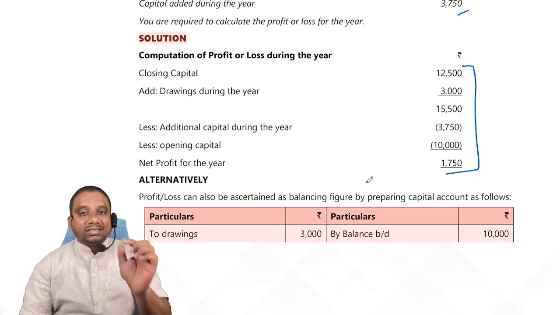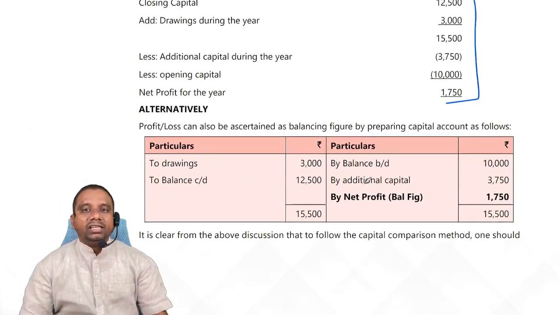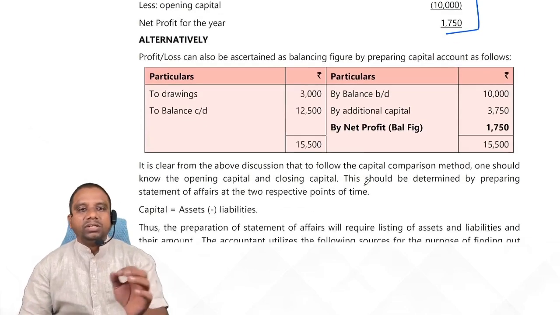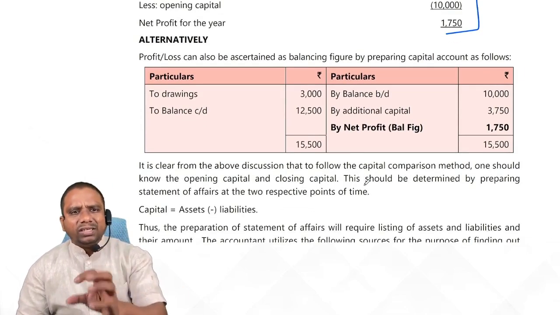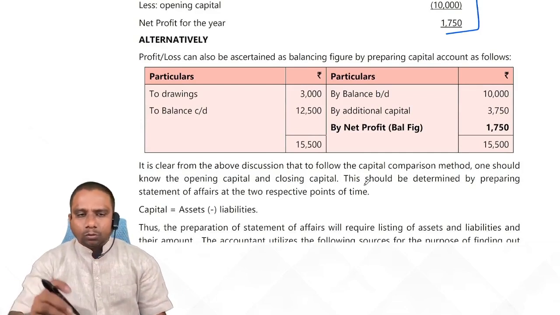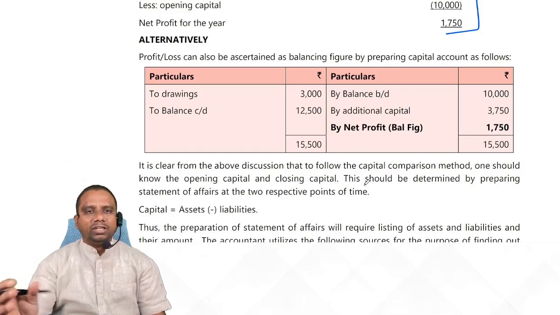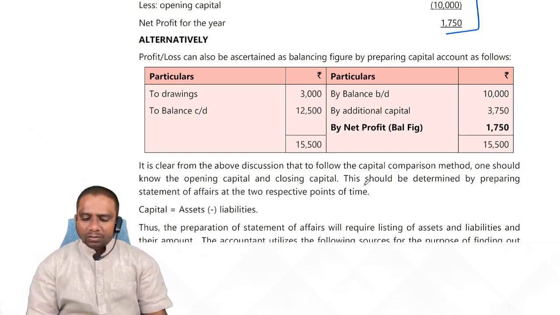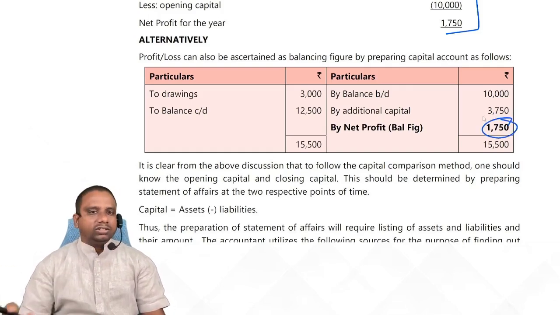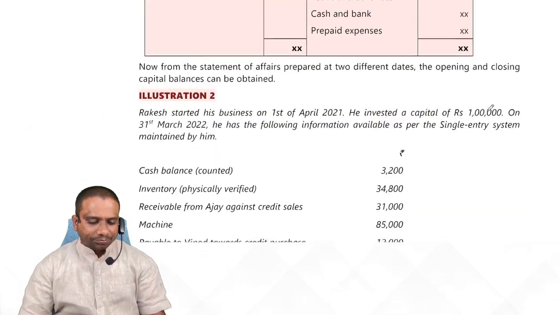Is it clear? The same can also be presented in an account format, that is nothing but capital account. If you prepare the capital account of the proprietor, then you can calculate profit or loss. The balancing figure in the capital account is nothing but your profit or loss. You can check it once.